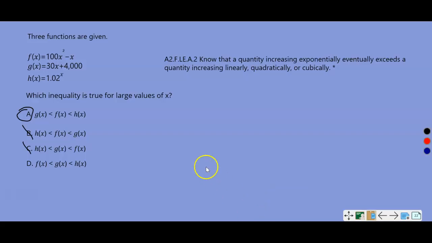So it's good to know the facts. It's good to know what the standard says. And it's good to know just basic information about what linear, quadratic, and exponential functions look like and how they work, so that this is a question that hopefully is not too difficult to answer. So A is the best answer.